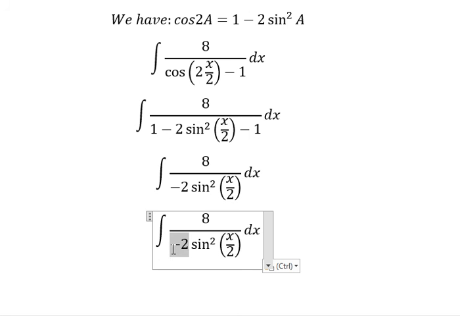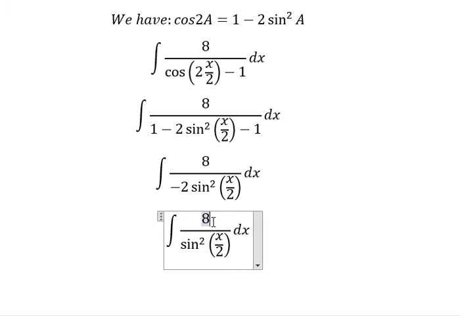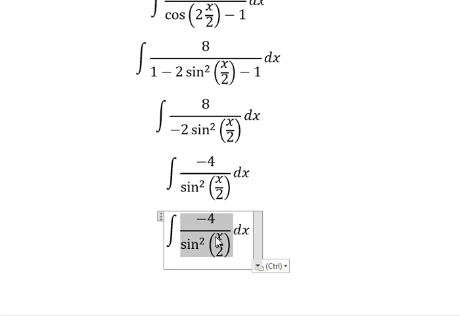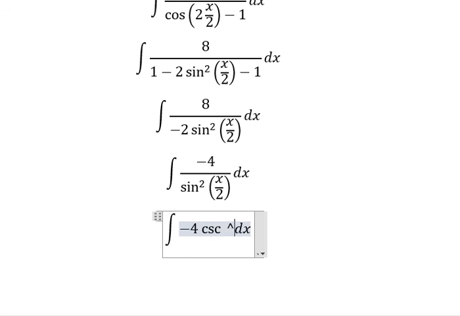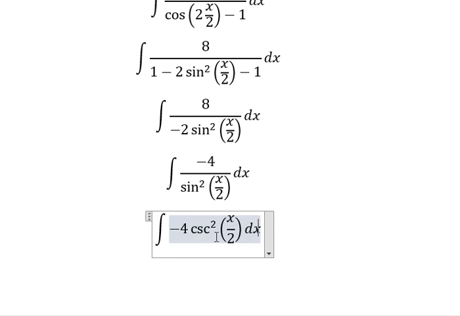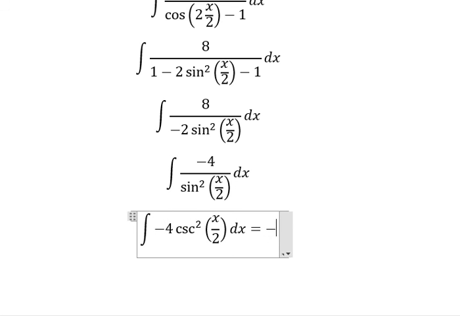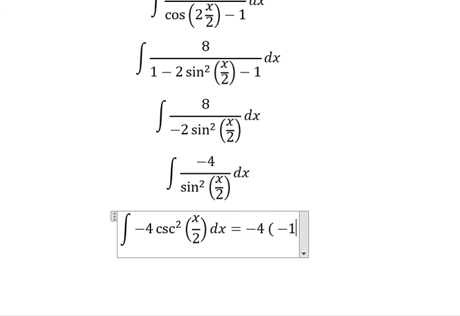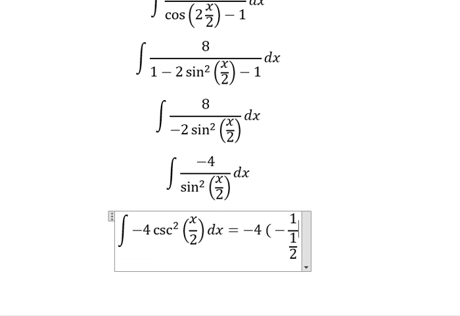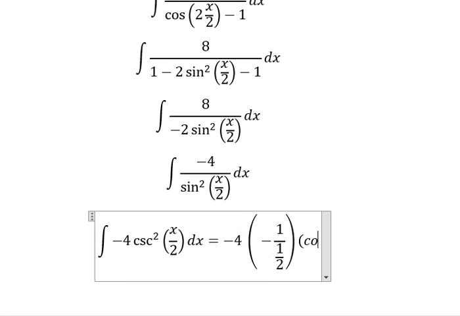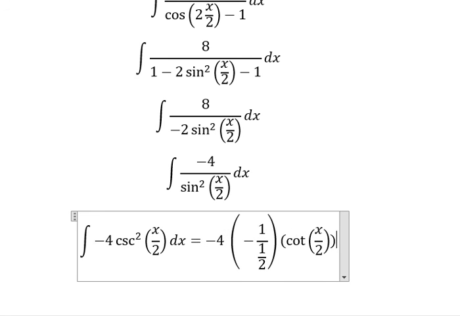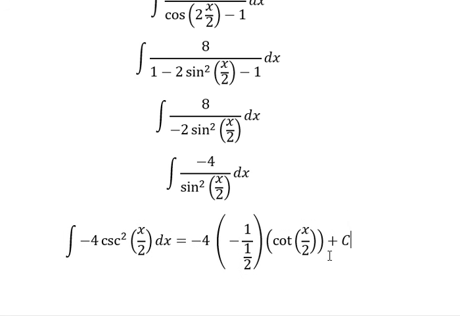8 divided by negative 2, we have negative 4. And this one we can put like this. So the integration of this one, we will have negative 1 over 1 over 2, because the coefficient of x over 2 is 1 over 2. And then we have cotangent x over 2, and I will put plus C.